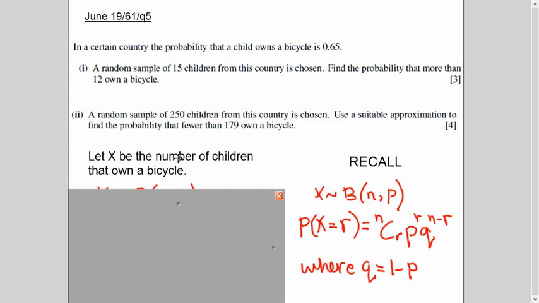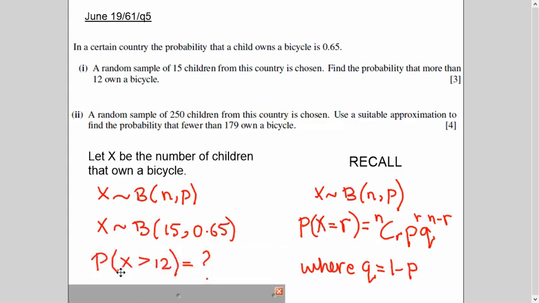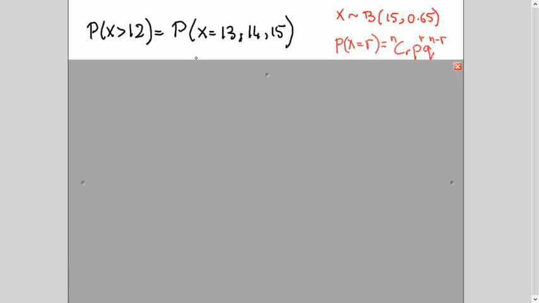So let's see here. We always define the random variable X, which is the number of children who own a bicycle. And then I'm writing the parameters, which are 15 and 0.65. So X is binomial such that N is 15, P is 0.65. And I have to find the probability that more than 12 children own a bicycle, right? More than 12 means 13, 14 and 15. So I will find the probability of 13, 14, 15 and add it up.